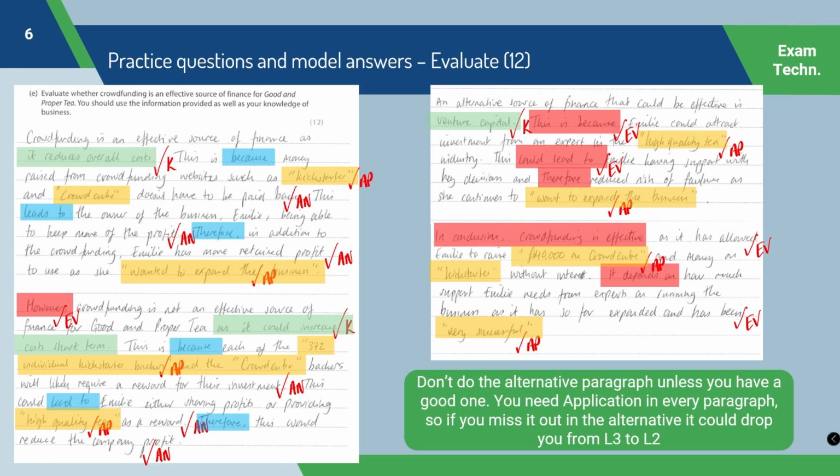Evaluation, we've got a great alternative. We've got a really good however. We've got a really good conclusion. You can't go anywhere other than level 3 for evaluation. So if we look at that, everything's top level 3 apart from analysis, which means I would probably go 11 out of 12. Yeah, it also is lacking a short and long term kind of consideration in the conclusion.